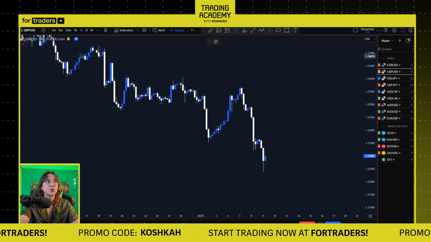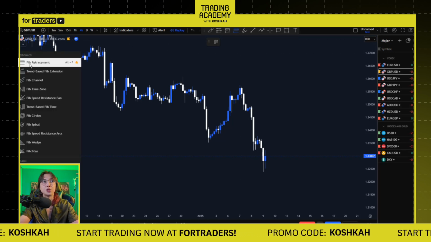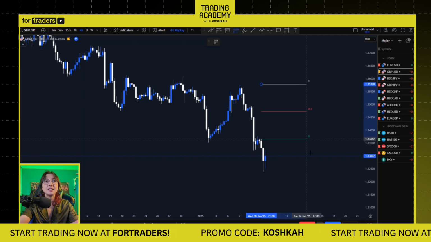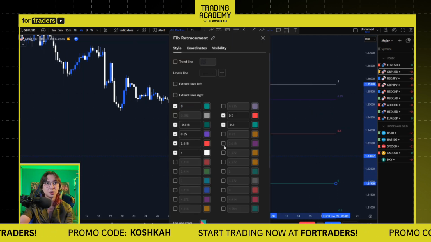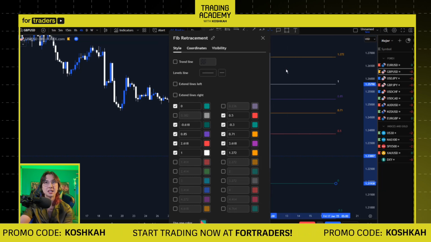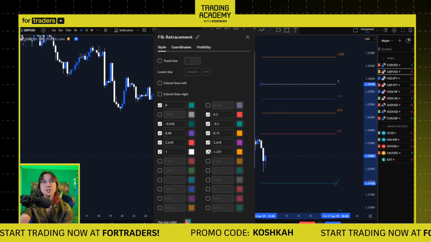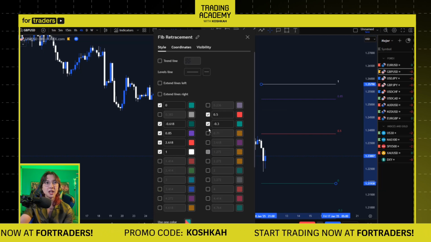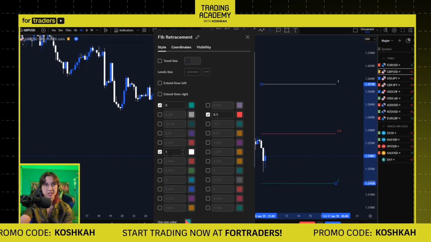So the Fibonacci retracement is situated right here on the left. If you go here, Fib retracement, and this is a little tool that will look like this. Yours might have more little things selected. I don't know exactly which ones are selected in the base version, but the ones that you will need are only 3 values. It's the 0.5, the 0, and the 1, exactly right here.